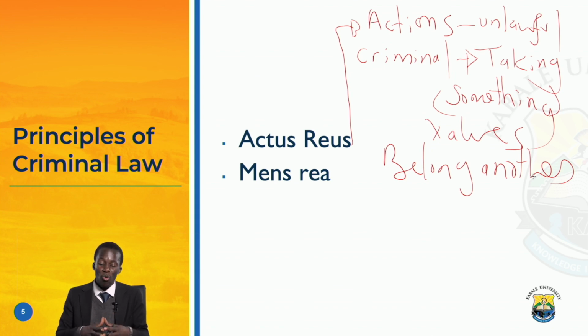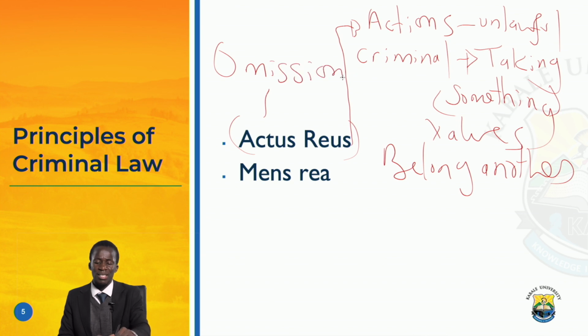We can also hold people liable in criminal law based on omissions. If the law requires you to do something and for some reason you don't do it, then you'll still be held liable. So the opposite of actus reus, we shall later see, is what we call omissions. You omit what you are expected to do, okay?